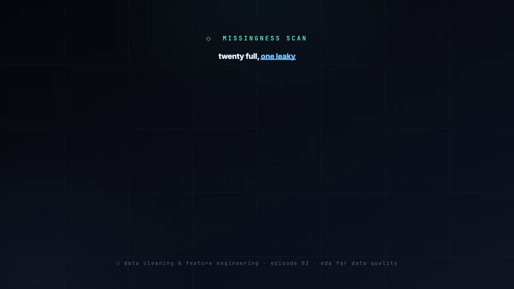Second question, where are the holes? We scan every column for missing values. 20 of the 21 are perfectly full, but total charges has exactly 11 blanks. Those are the brand new customers with 0 months of tenure, and we will deal with them in episode 6.